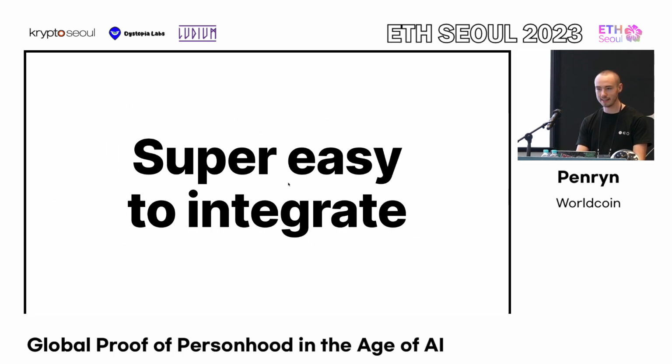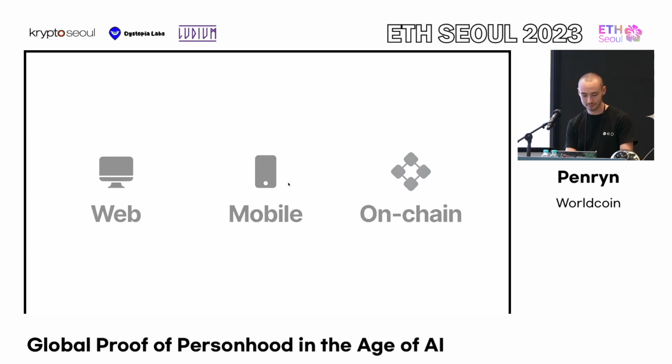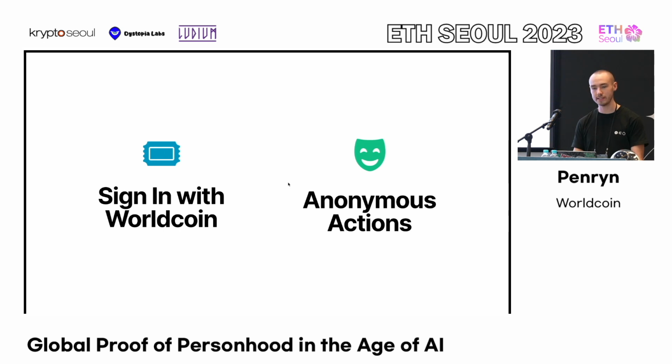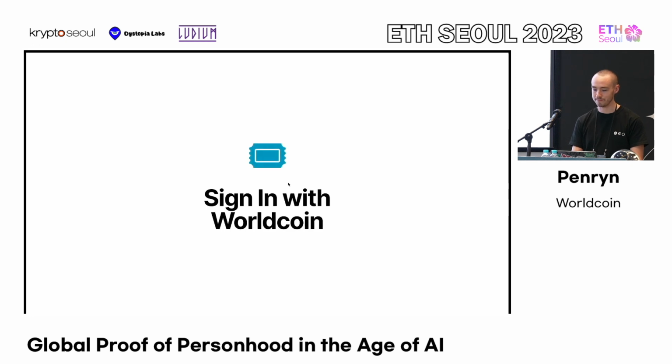And we designed World ID to be super easy to integrate, both for Web 2 and Web 3 use cases. You can use World ID on the web, you can use World ID on your mobile device, you can use World ID on-chain. And there's two main ways to use it. You have sign in with Worldcoin and anonymous actions. Let's start with sign in with Worldcoin.